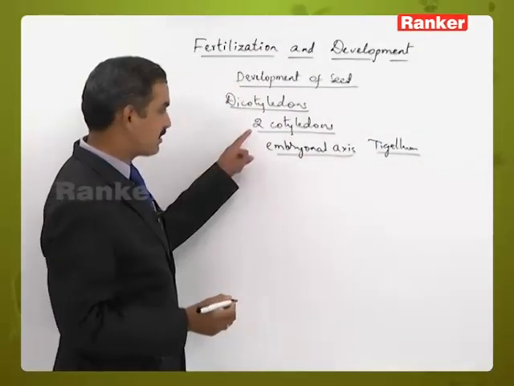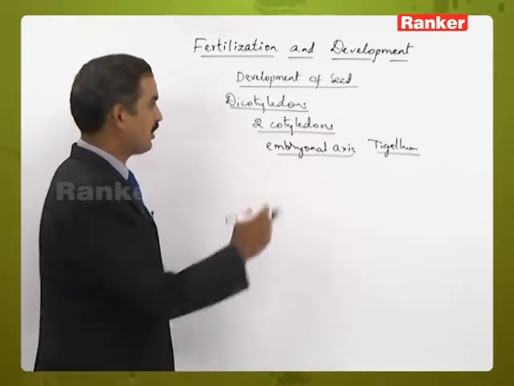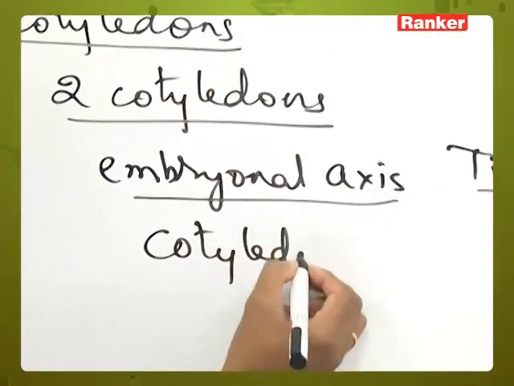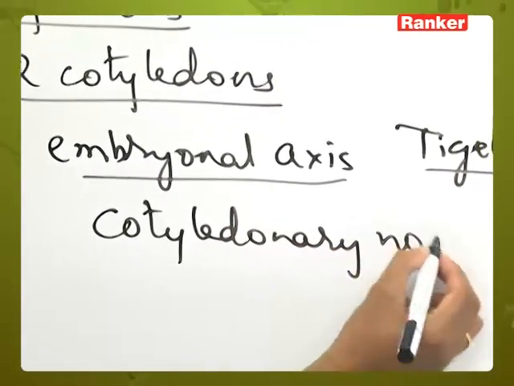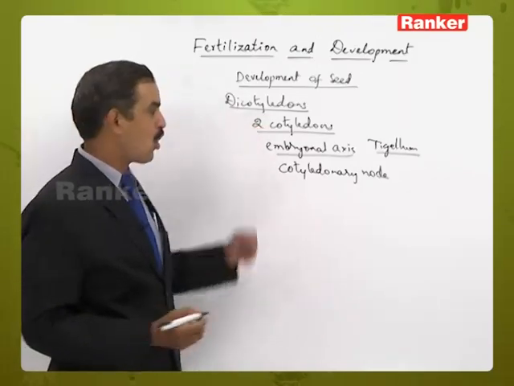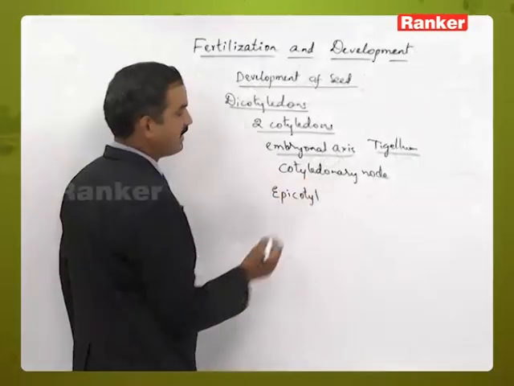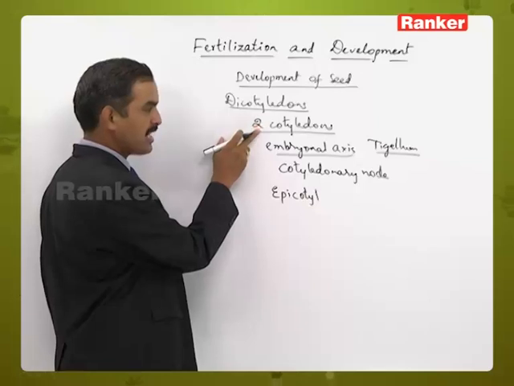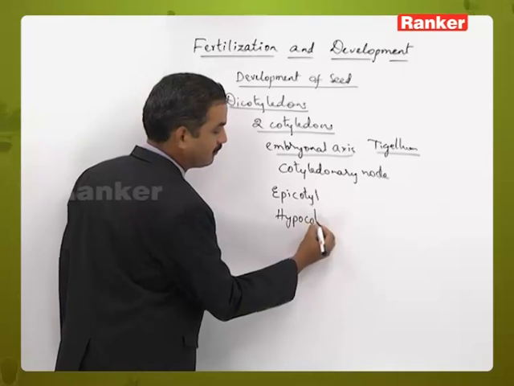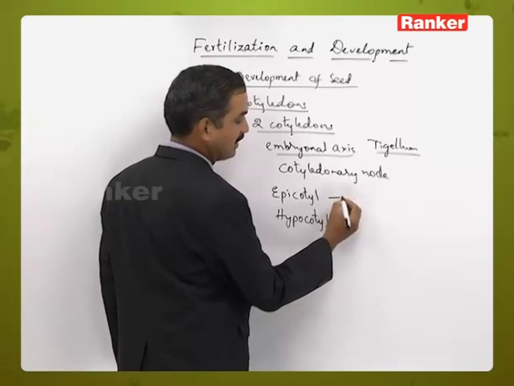and the cotyledons are attached to the embryonal axis. The point of attachment of cotyledons to the embryonal axis is called as cotyledonary node, and the portion of embryonal axis above the cotyledons is called as epicotyl, and the portion of embryonal axis just below the cotyledons is called as hypocotyl, and the extreme tip of this epicotyl is called as plumule.